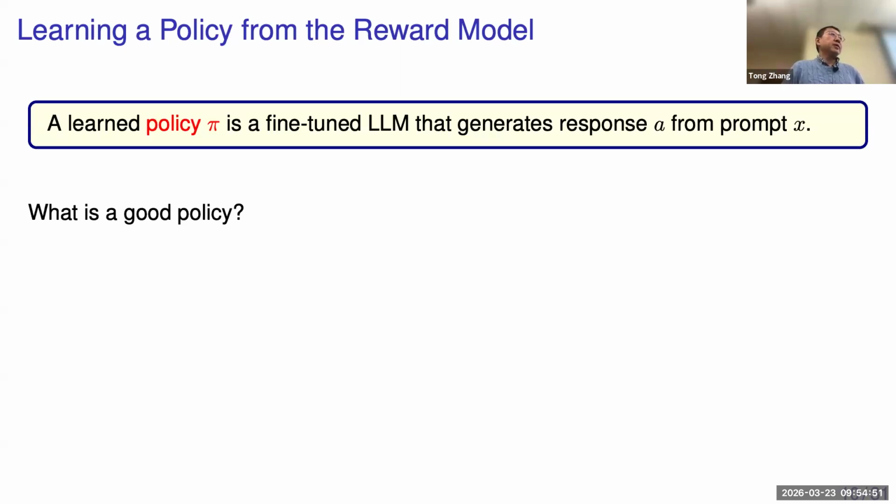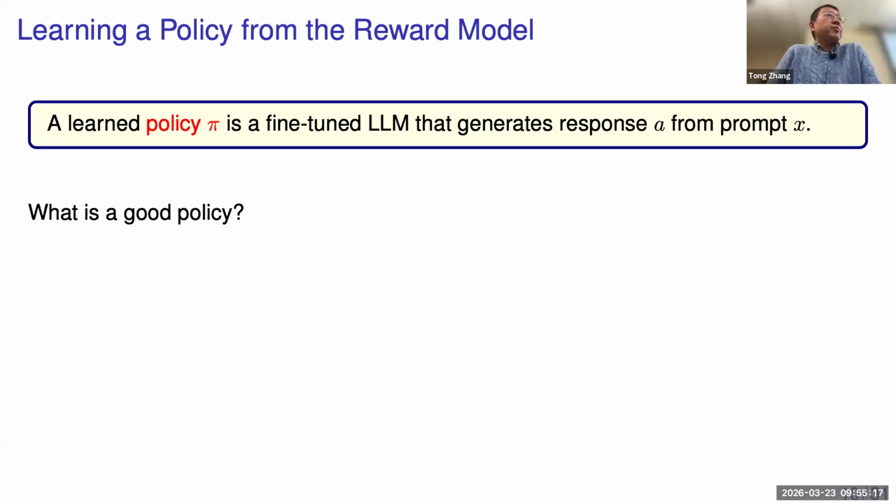Learned policy is basically, we just mentioned it, right? A learned policy is a fine-tuned model that generates a response from X. We'll give the general formulation, and we will remember this formulation for next time. Next time we'll just motivate this policy, but we will not talk about the algorithm to actually learn the policy, just give the formulation.